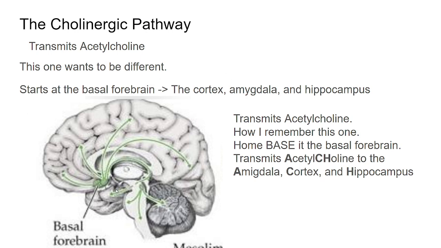So this one starts at the basal forebrain, and that's where all the pathways start. And it goes to the cortex, the amygdala, and the hippocampus, which is three different spots, which is more than many of the other pathways go to. So it transmits acetylcholine. And how I like to remember this one is that the home base of it is in the basal forebrain, and it transmits acetylcholine to the amygdala, cortex, and hippocampus, with acetyl A, amygdala, choline CH, cortex, hippocampus. And I'll try to have something like this for every slide, just because hopefully how I remember it will help you.